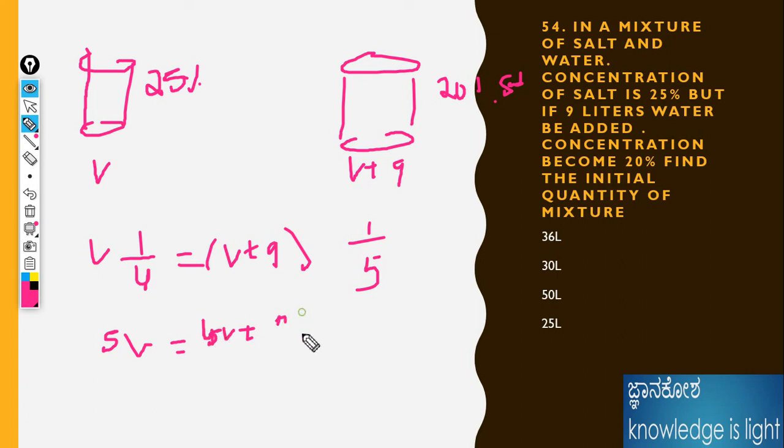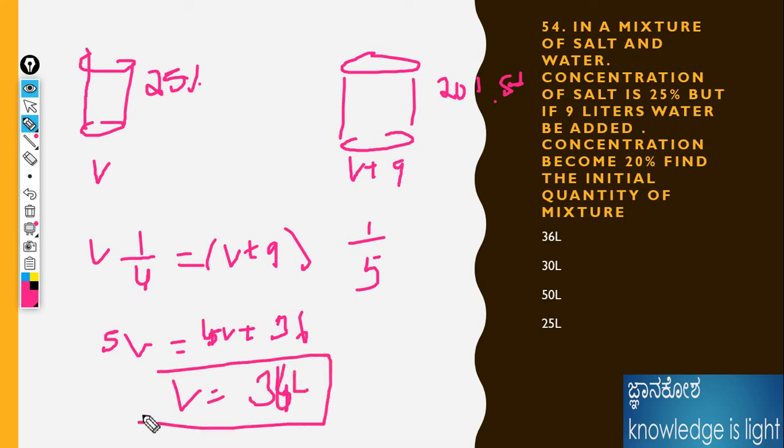Okay, 5V minus 4V, that is V equal to 36 liters. The initial value is 36 liters. If we add 9 liters to that initial value 36, it becomes 45. If the question asks for the initial value, the answer is 36. If it asks for the final value, the answer is 45.